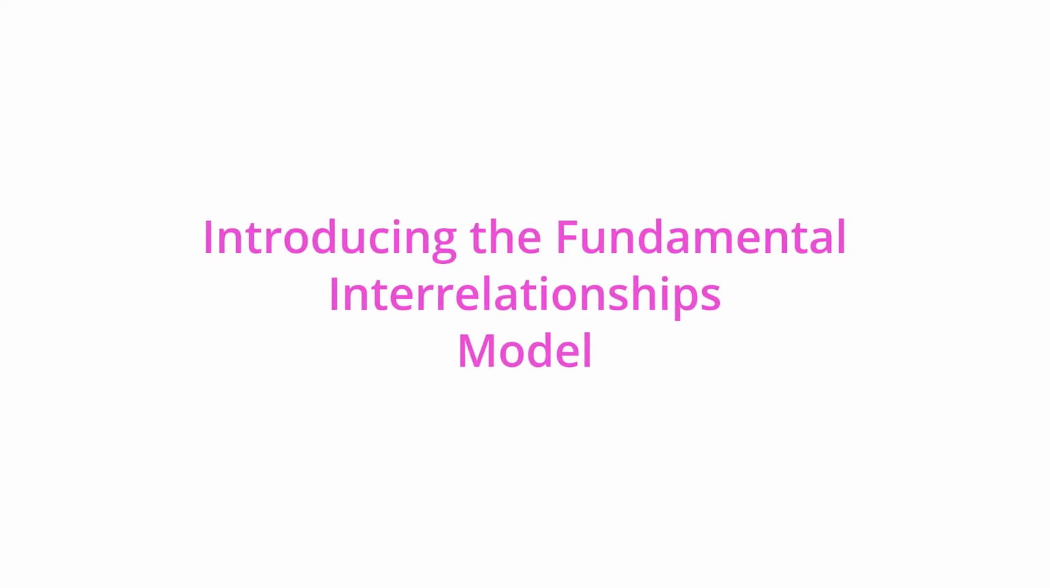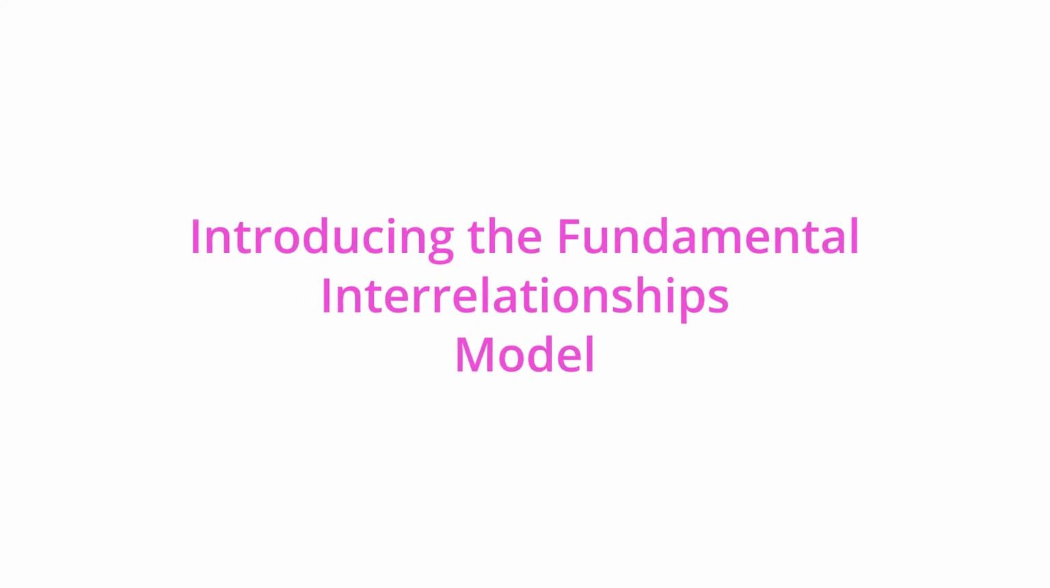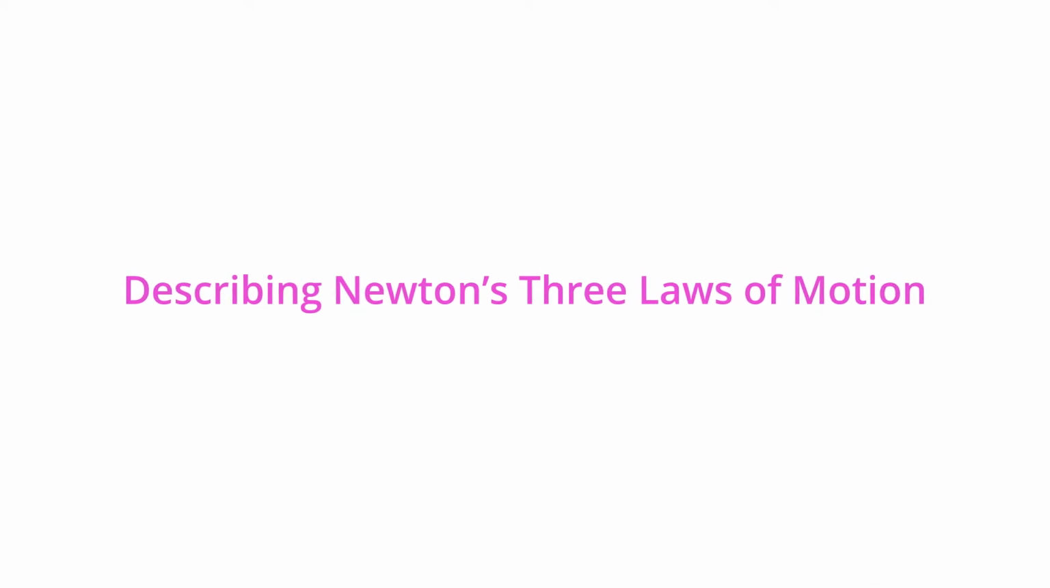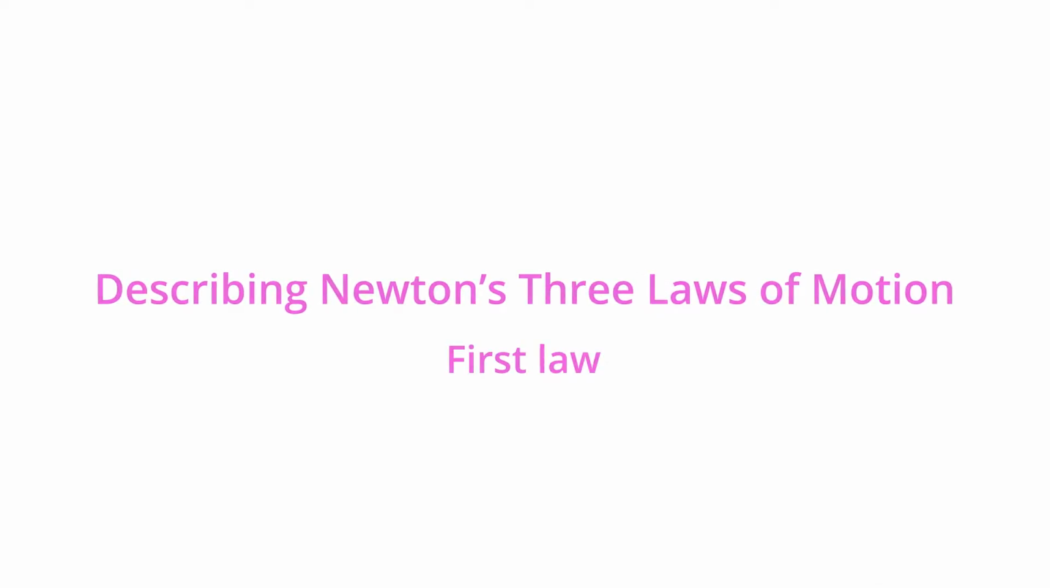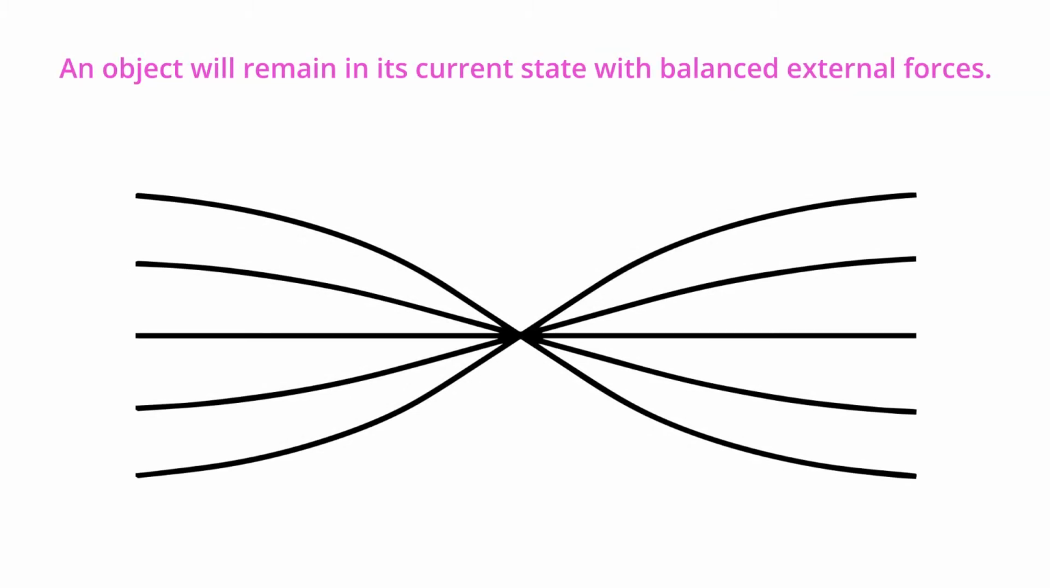Introducing the fundamental interrelationships model, describing Newton's three laws of motion. First law: an object will remain in its current state with balanced external force. The upper curved line represents the driving force. The lower line represents the resistance.